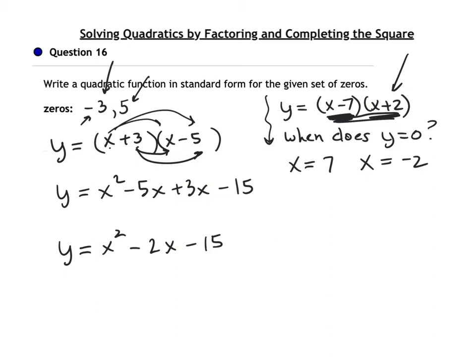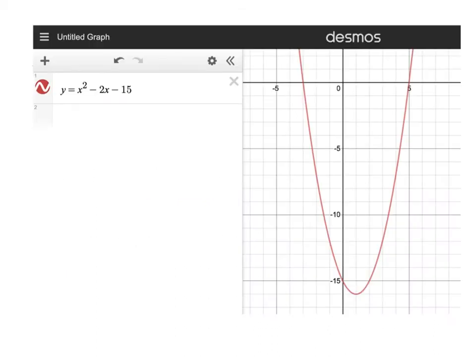I'll prove it to you. I'm going to bring up Desmos. This is the equation we discovered, y equal x squared minus 2x minus 15. Notice the zeros. That's when y is 0. That's the x-intercepts. Notice the zeros are, just like they're supposed to be, -3 and 5.